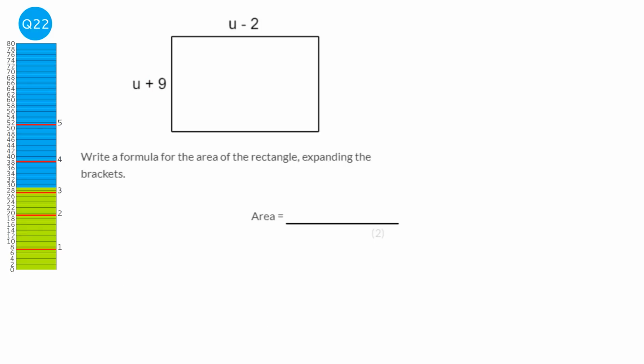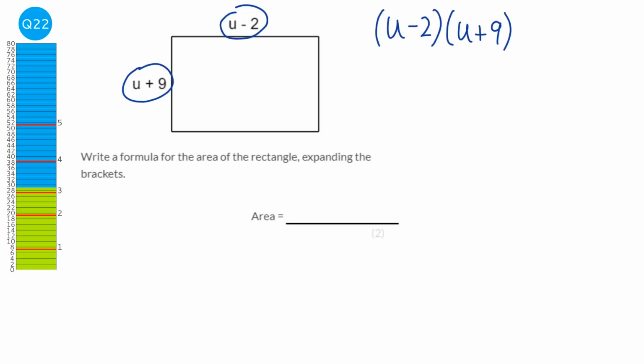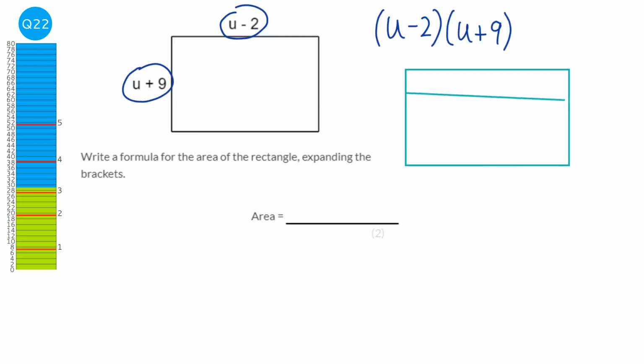So to find the area of a rectangle, we just multiply the width and the length. So that's what we're going to do here. But whenever you have an expression representing a length or a width or anything really, you just put brackets around it. So we go (u - 2) times (u + 9). Okay, and the way we do this is with our grid. Just going to draw out the grid.